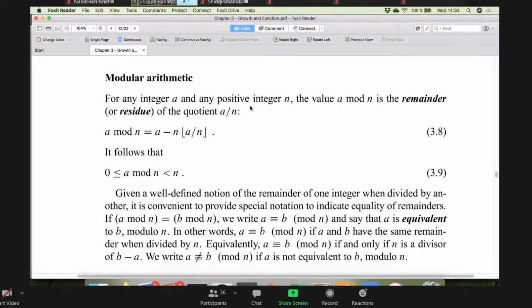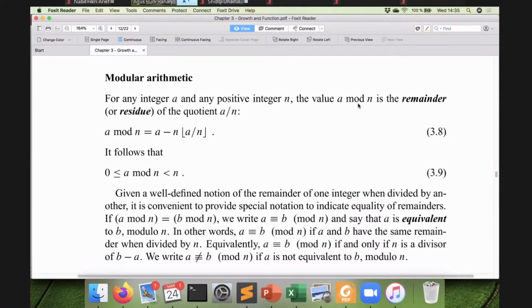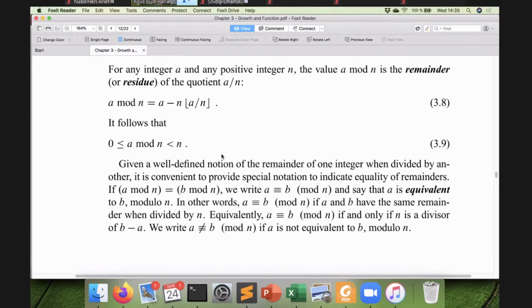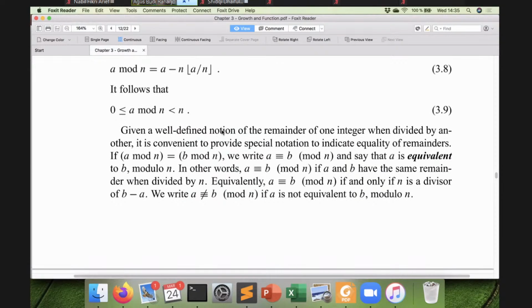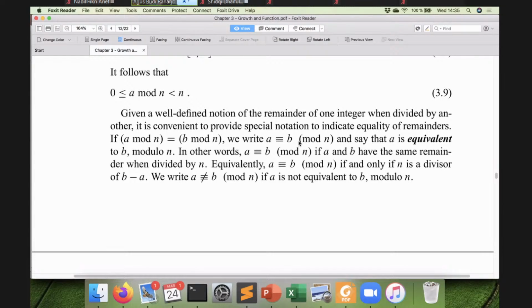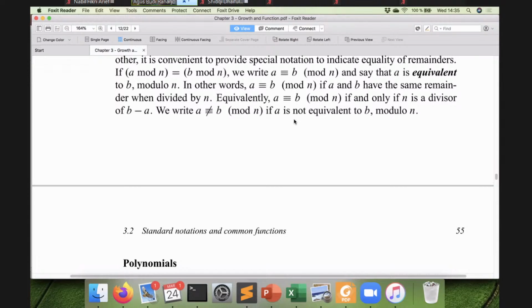For any integer a and any positive integer n, the value a mod n is the remainder or residue of the quotient a divided by n. It's normal. You have understood it in your basic programming class. It follows that if a equals n, it will be 0. This one, a is equivalent to, modulo. I think it's clear for you.